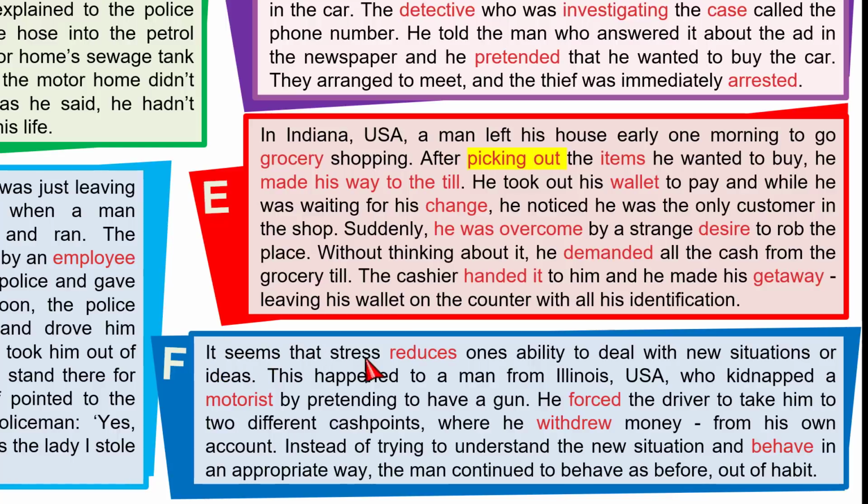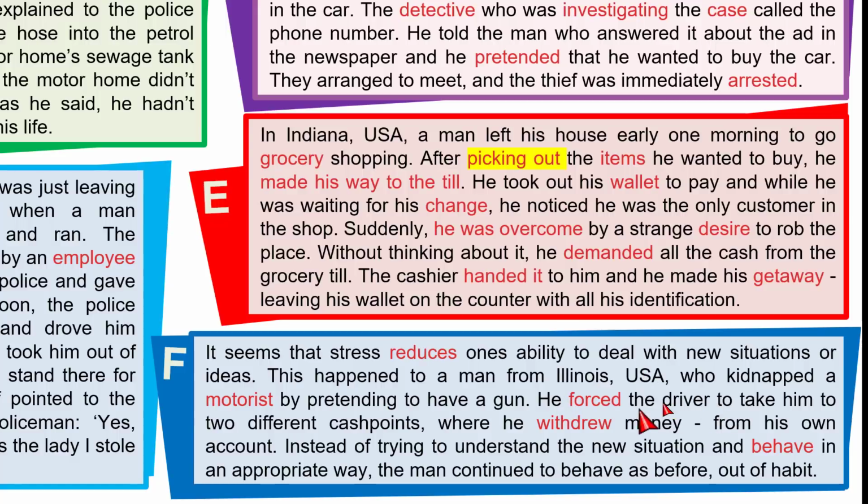It seems that stress reduces one's ability. Reduce is the opposite of increase, make it less, to deal with new situations or ideas. This happened to a man from Illinois, USA, who kidnapped a motorist, a car driver, by pretending to have a gun. Pretending, he didn't actually have a gun. He showed that he had a gun, but he actually didn't have a gun.